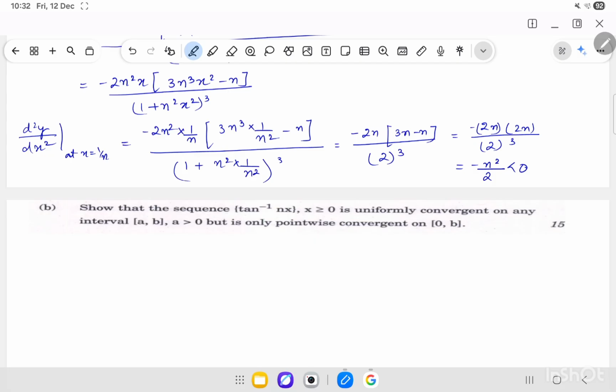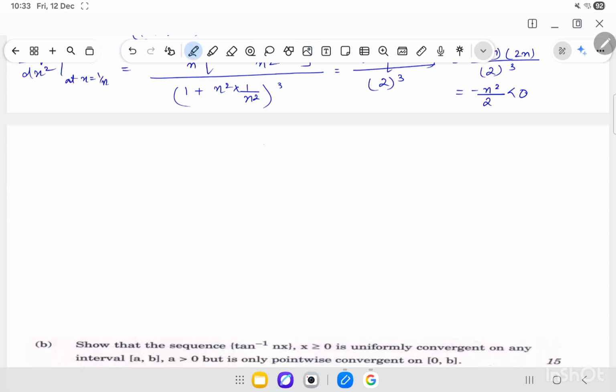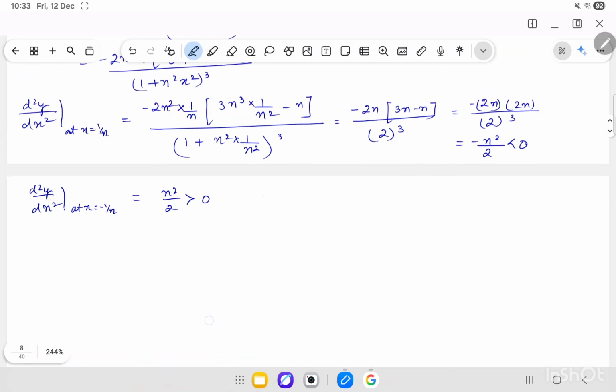and similarly you can evaluate d square y by dx square at x equals minus 1 by n, and you'll get n square by 2, which is greater than 0. So here the function will attain minima. So y attains maxima at x equals 1 by n.